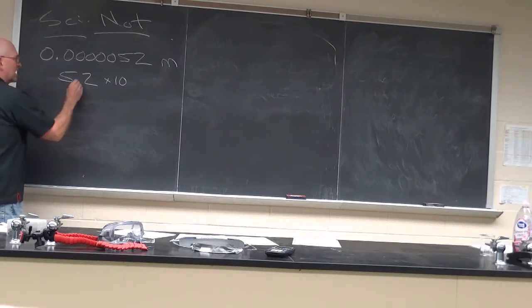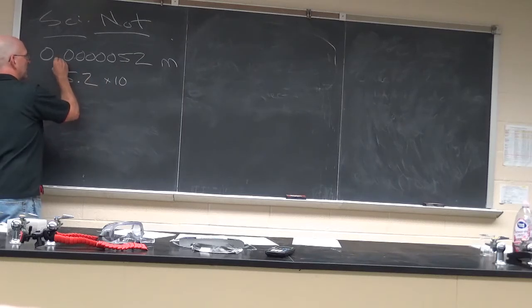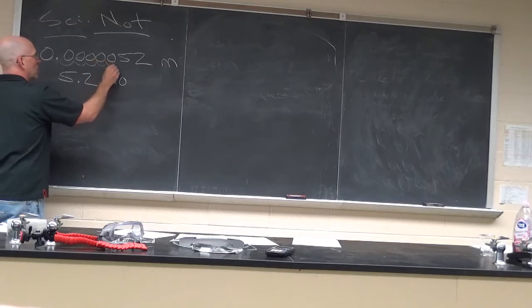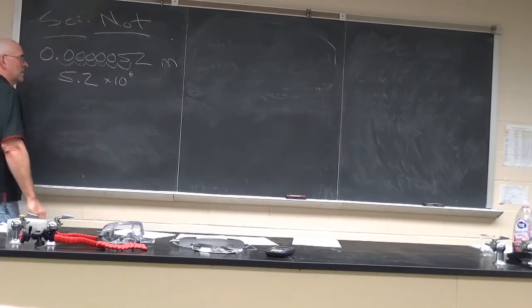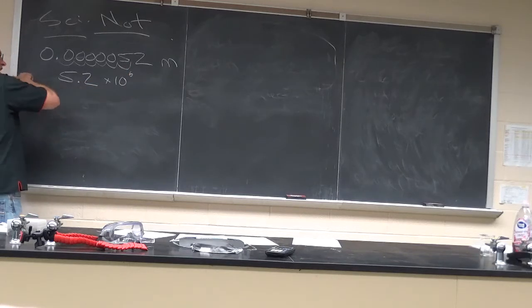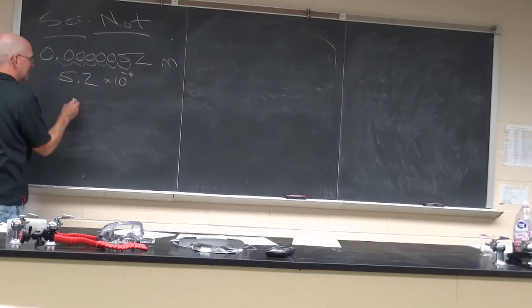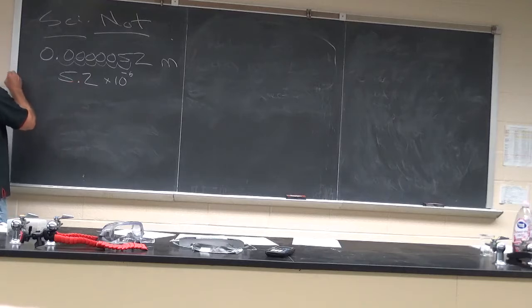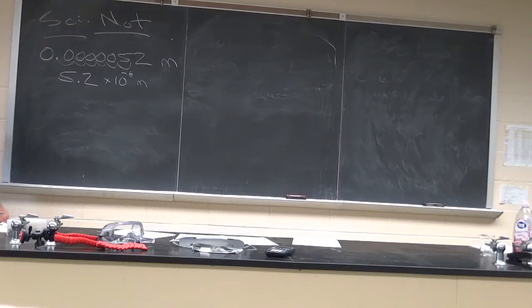Okay, so in this case we put 5.2 times 10 and we move the decimal place 6 places. So we moved it 6 places. But to get the original number back, we have to move it 6 places to the left. So 5.2 times 10 to the minus 6 means we take the decimal place and move it 6 places to the left, and it's still the same units. Excellent.